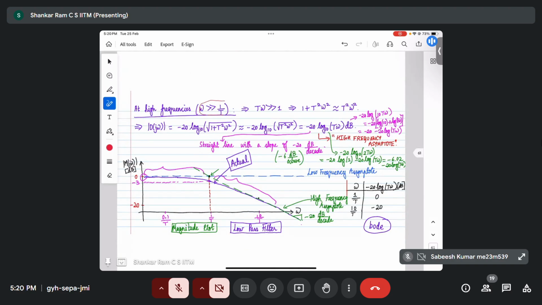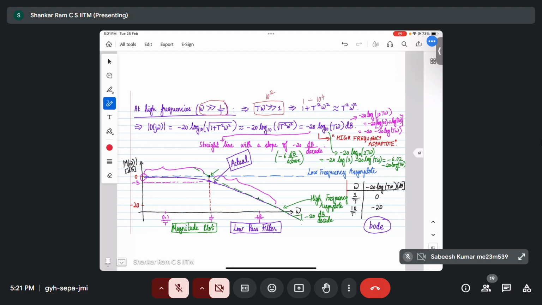So let's say 1 by T is 1, once again, for example. Then let's say I take ω to be 100 or 1000. So you can immediately see that we are talking about high frequencies. Consequently, Tω is much, much greater than 1. Let's say Tω is 10 power 2. What can we say about T squared ω squared? It will be very high, 10 power 4, right?